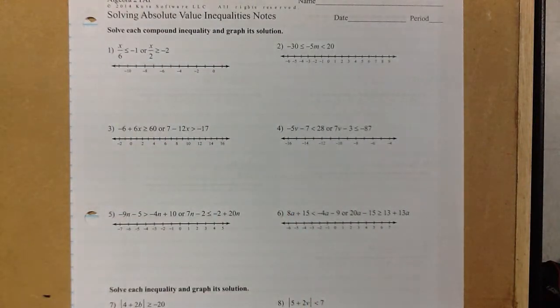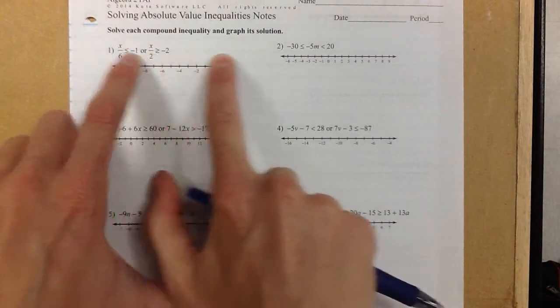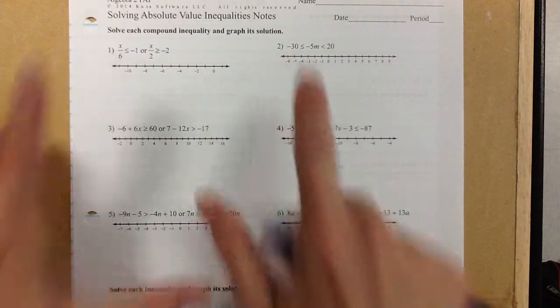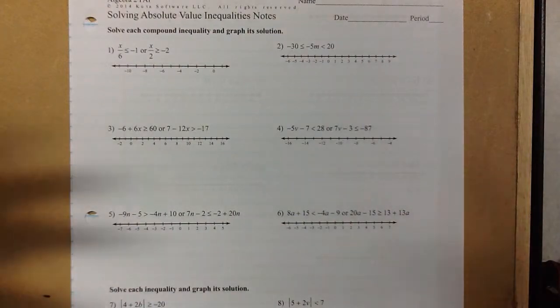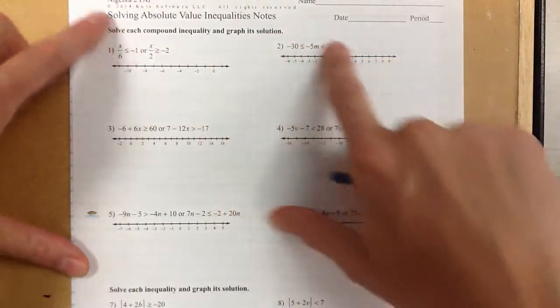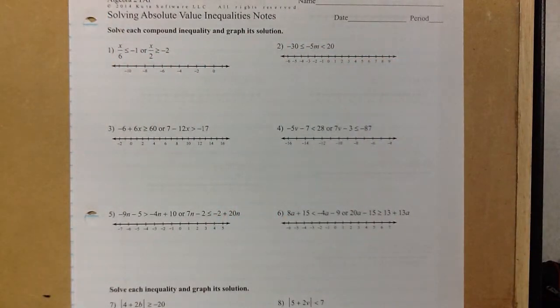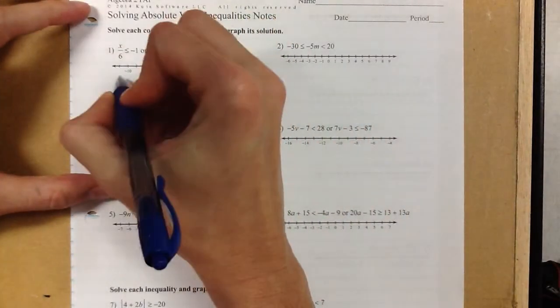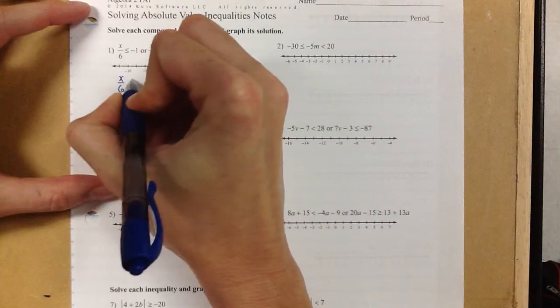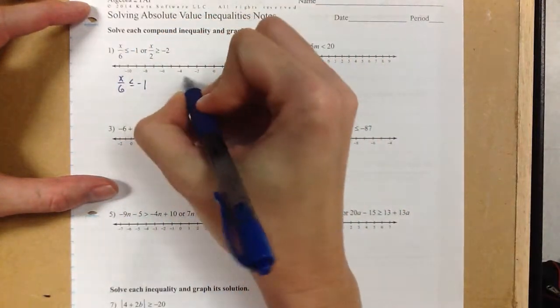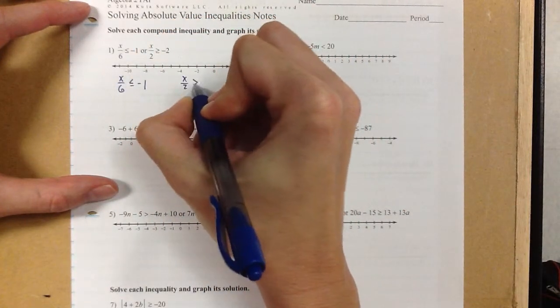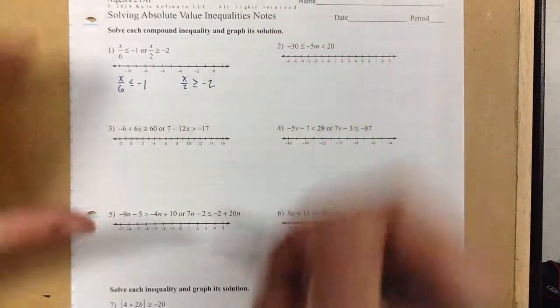When it says "or," most of the time, maybe all the time, when you solve it, you're going to end up with arrows that go away from one another. And most, if not all the time, "and" goes at one another. So this is like an "and" one. I have two different inequalities here: x over 6 is less than or equal to negative 1, or x over 2 is greater than or equal to negative 2.